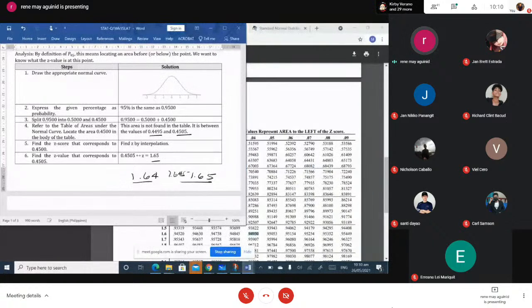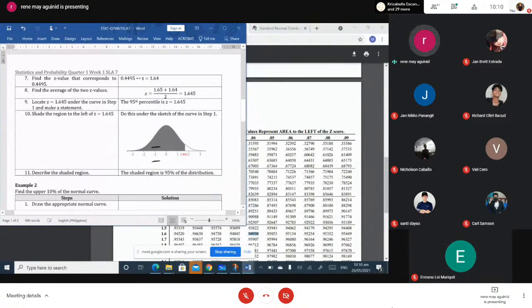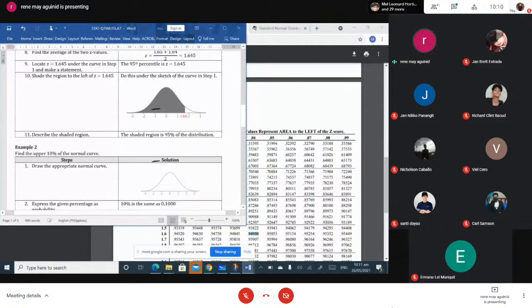So the value should be 1. We round it off, so it should be 1.645. Interpolating that one, okay, 1.645. Okay. So, find the upper 10% of the normal curve.